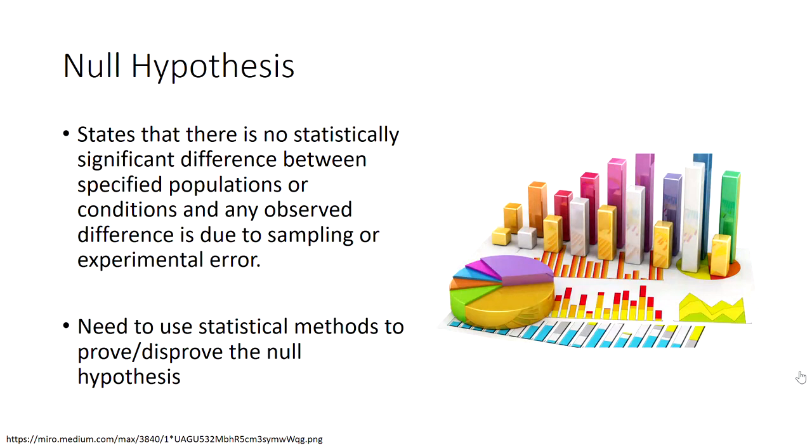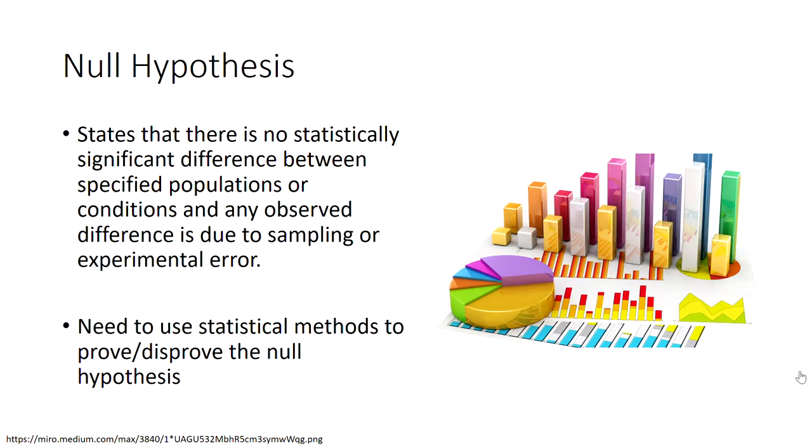The null hypothesis is kind of the opposite of the research hypothesis. It states that there's no statistically significant difference between the populations or conditions, and any difference that you may see is due to sampling or experimental error. Basically it's saying nothing changed, your independent variable didn't do anything, and it was all just chance.